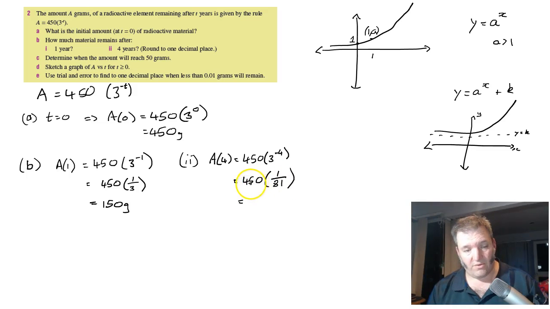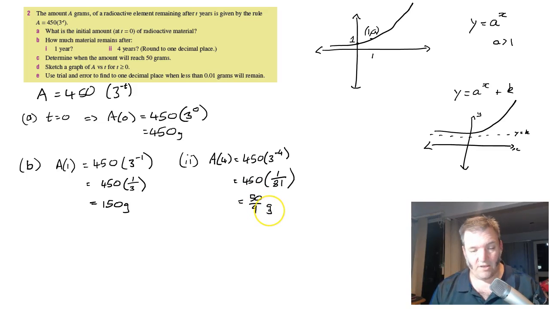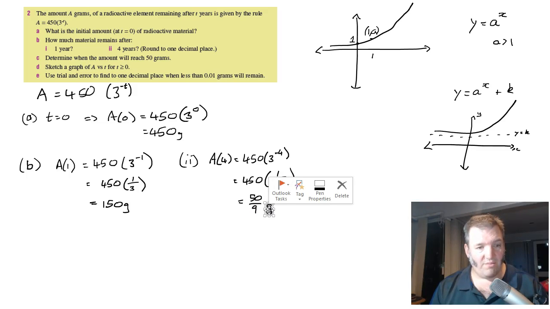So I'm going to make that, well, that'll be 9 goes into 450 50 times, doesn't it? So it's going to be 50 over 9 grams if you want to have it as a fraction. You could simplify it into whatever you like, but that'll do for me. Determine when the amount will reach 50 grams. Well, it's somewhere between 3 and 4, isn't it?